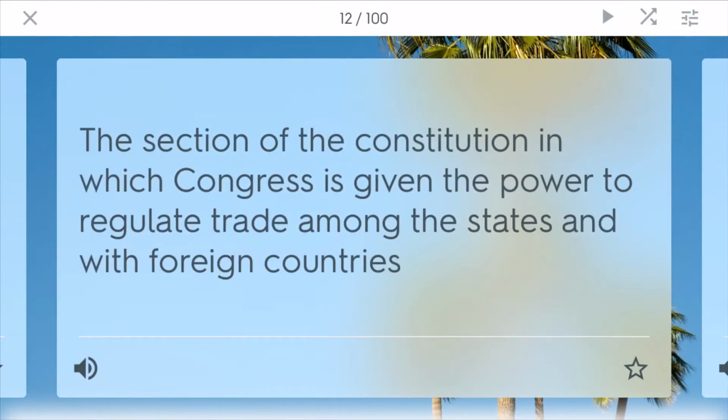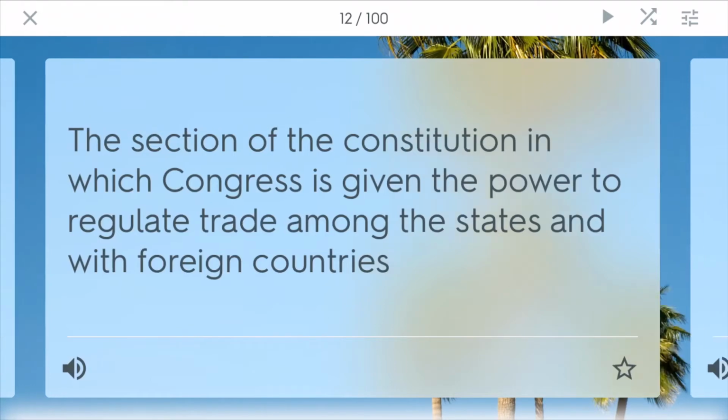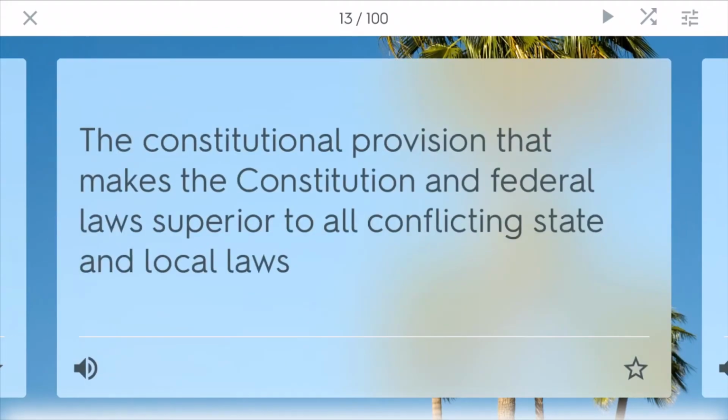Commerce Clause. This is a section of the Constitution in which the Congress is given the power to regulate trade among the states and with foreign countries, and it's frequently used and also abused because of so many things dealing with money and commerce in nature. Supremacy Clause. This is a constitutional provision that makes the Constitution and federal laws superior to all conflicting state and local laws. This states that the Constitution is the supreme law of the land, and many times state laws cannot override this.